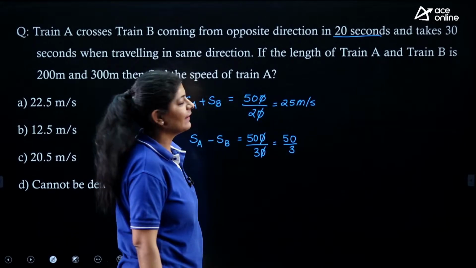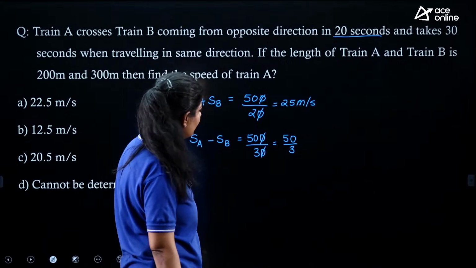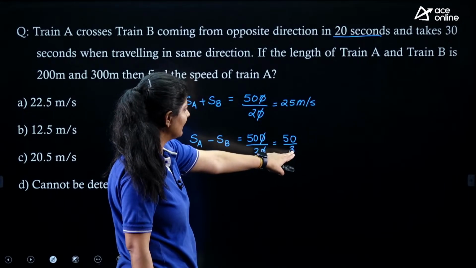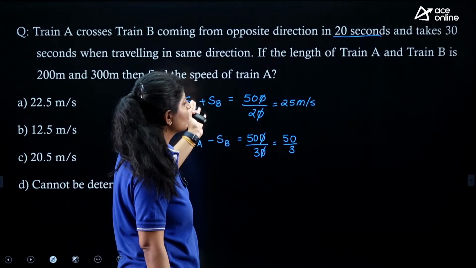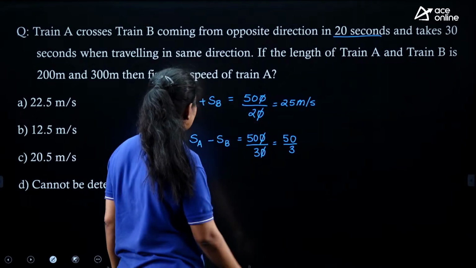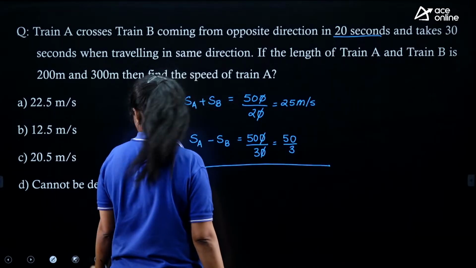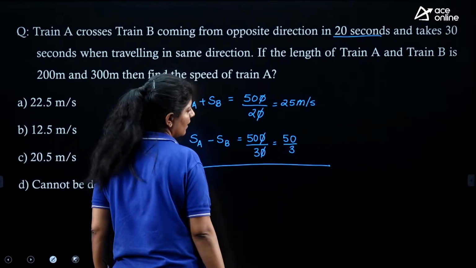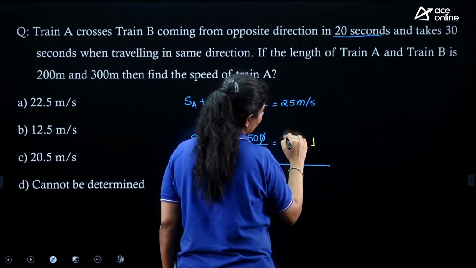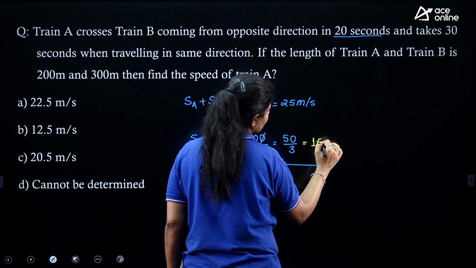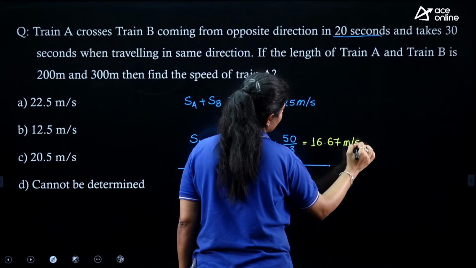Now we have two equations and two variables. What we are going to do is multiply this 3 to this side and multiply this equation also by 3, and you will get the values, right? So when you solve this, what value are you getting? We can write it as 1 and 2, so 6.67 meters per second.